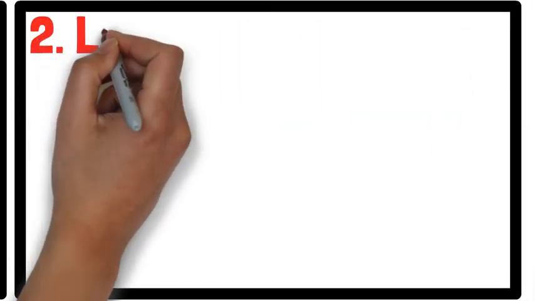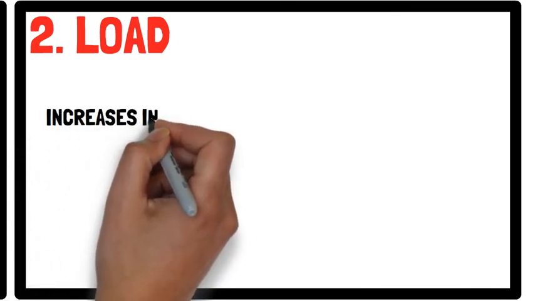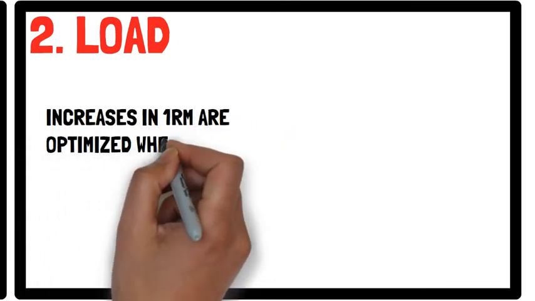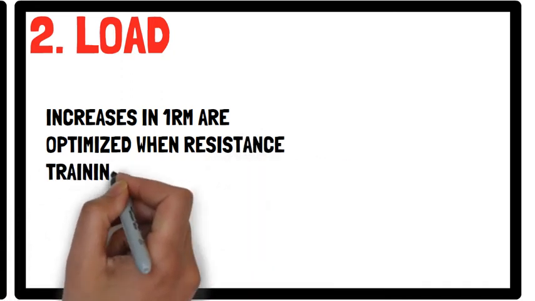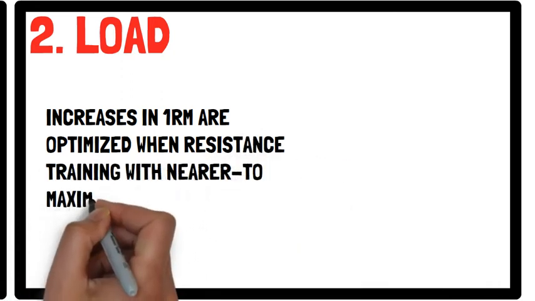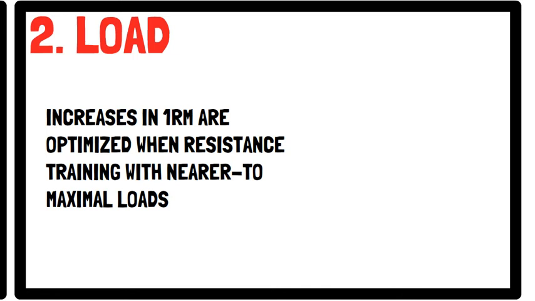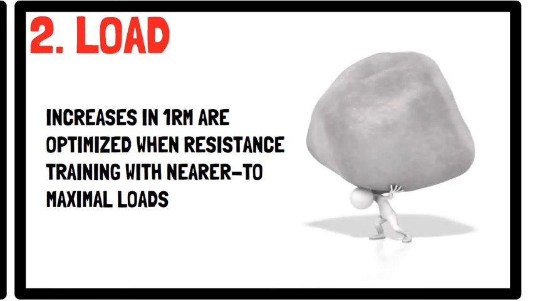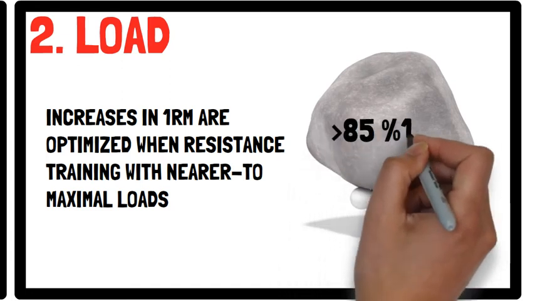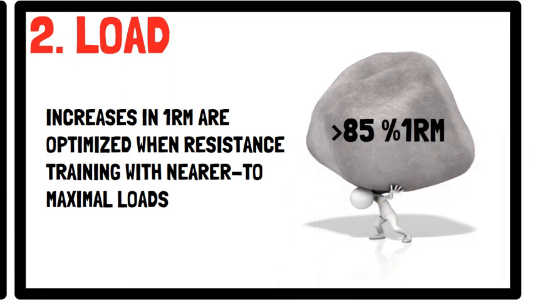Recommendation 2, load. Changes in muscular strength are primarily determined by load. Increases in one repetition maximum are optimized when resistance training with near to maximal loads, with heavier being better. Morton and colleagues recommend using loads above 85% of one repetition maximum for strength development.